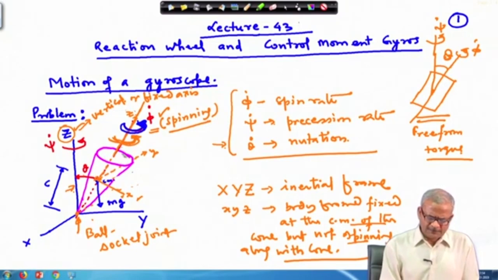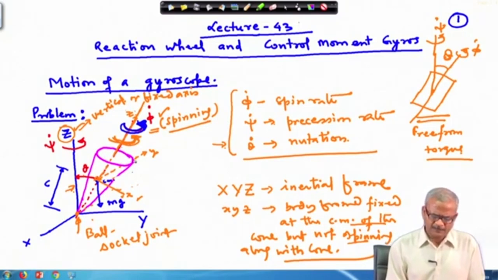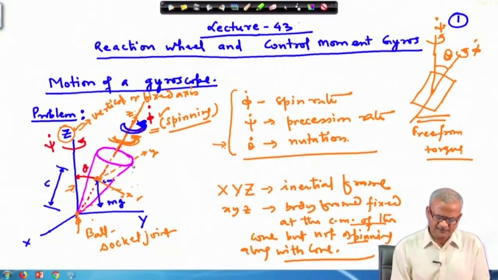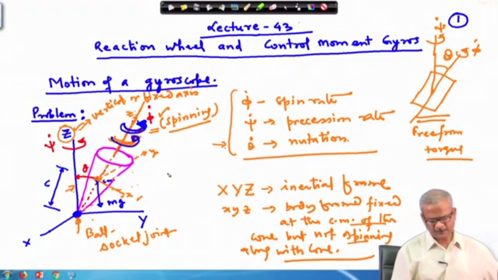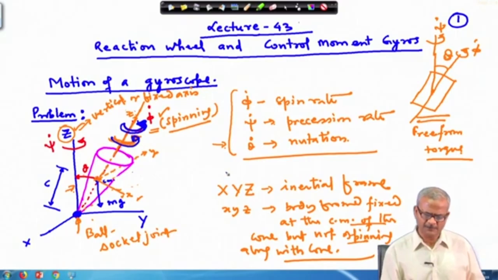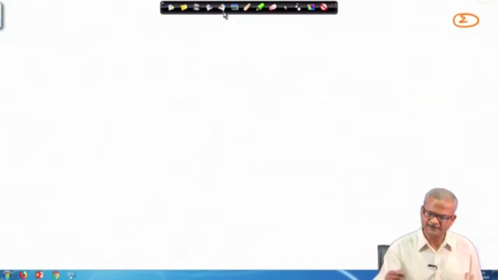So this cone simulates that gyroscope we have seen. It is rotating about this point. This is the ball socket joint, and it is spinning about this axis. So, derive the equation of motion for this, and analyze how much the angle will be and other things, as I am going to state on the next page.